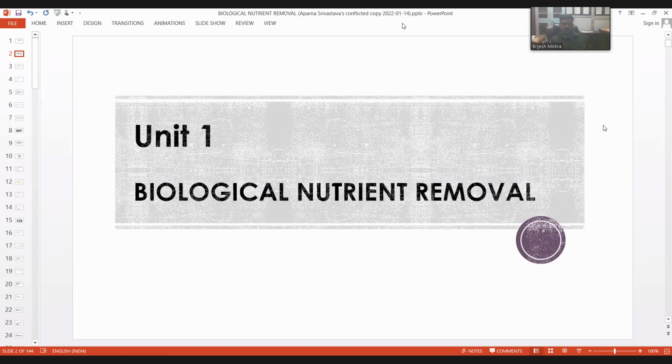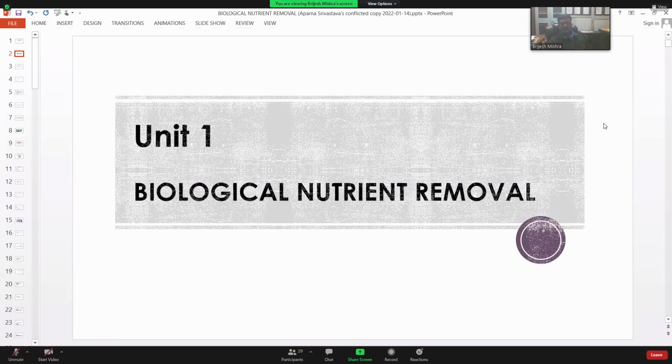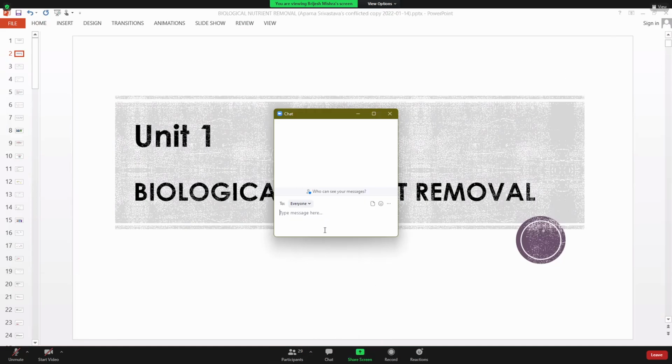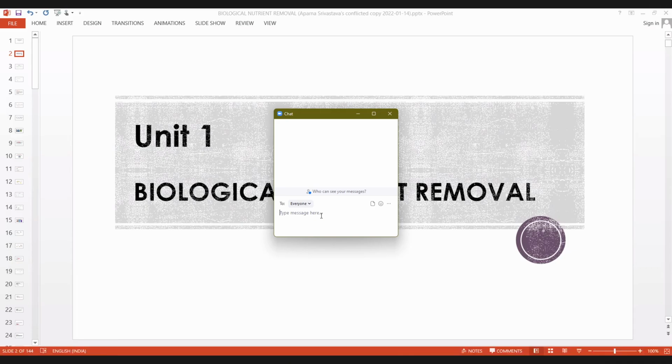But here we are much more focused on removing nutrients, because we know what will happen if we release municipal wastewater which has a high nutrient content. Anybody can tell? You can write in the chat box also. What will happen if you do not remove nutrients from the wastewater? I'm waiting for a response in the chat box.